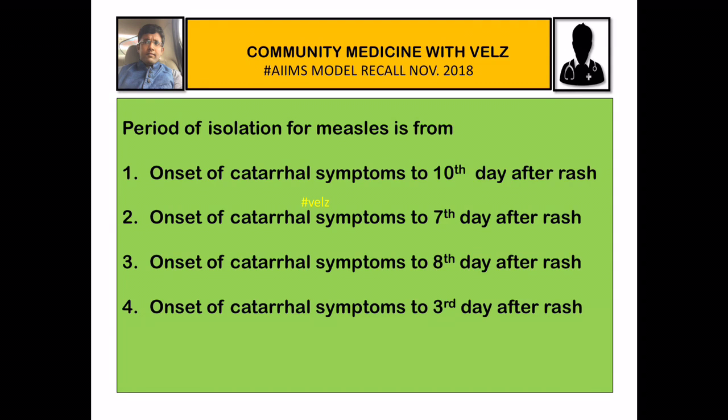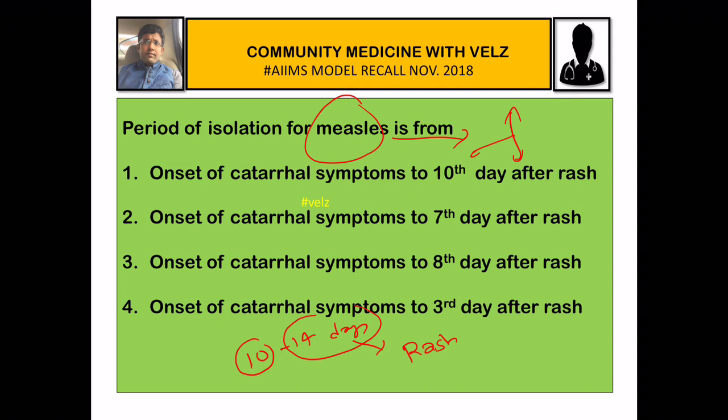Next, the period of isolation for measles is from. Usually in measles the incubation period is 10 to 14 days. That is 10 days for appearance of the general prodromal symptoms like fever and other things, and 14 days for appearance of rash. So usually measles will be communicable 3 to 4 days before rash and 3 to 4 days after rash.